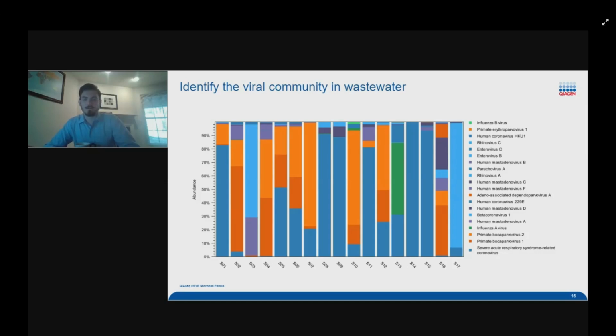And so what we have here are 17 separate wastewater samples that we use our hybrid capture panel on. And you can see a pretty broad detection of all of these different viruses displayed on the right, where you're able to simultaneously detect in these wastewater samples SARS-CoV-2 if it's present, or influenza A if it's present, and any range of different respiratory viruses that are included in the panel.